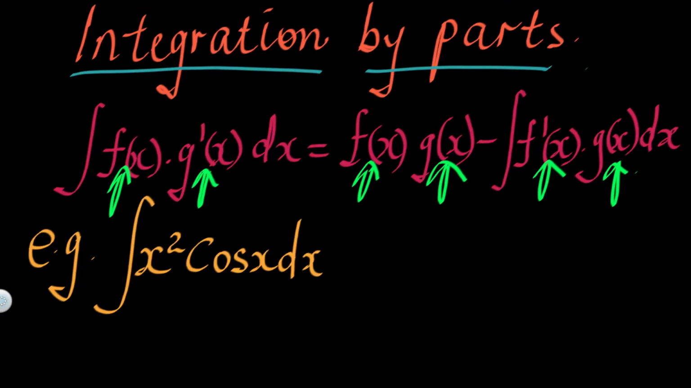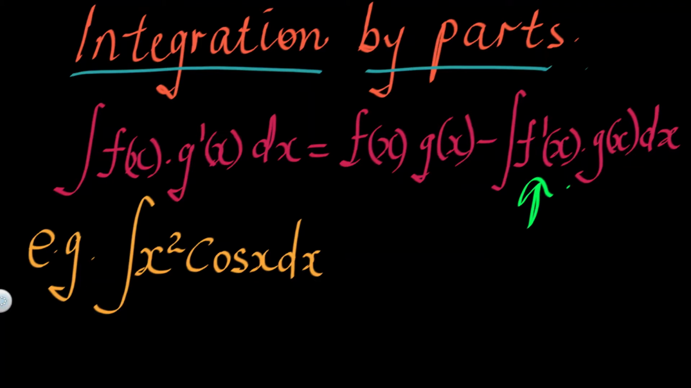That's our task. Now, the first challenge is on choosing f of x and g prime of x. With experience, you do it easily, but there are some rules of thumb that you can use. Like in our case, we have x squared and cos x. The function that we're going to choose as f of x should be a function that we can differentiate. Why? Because on the right hand side, we have f prime of x, which means we should be able to differentiate whatever we choose as our f of x.